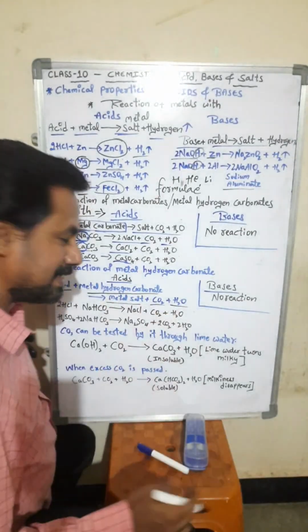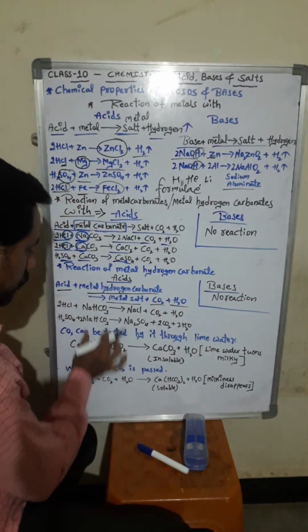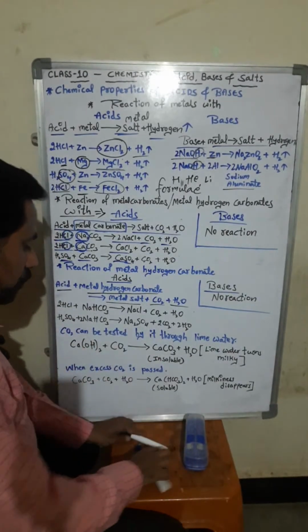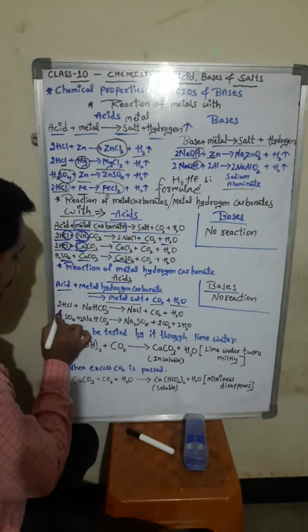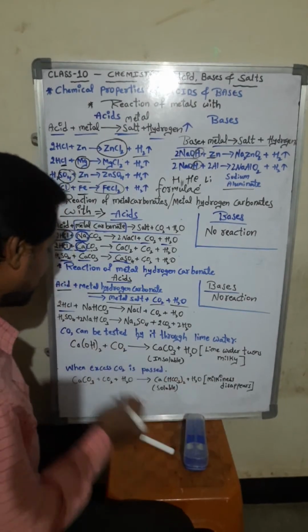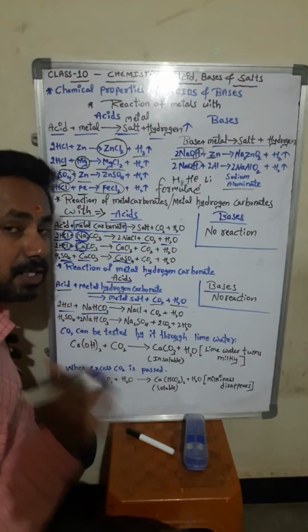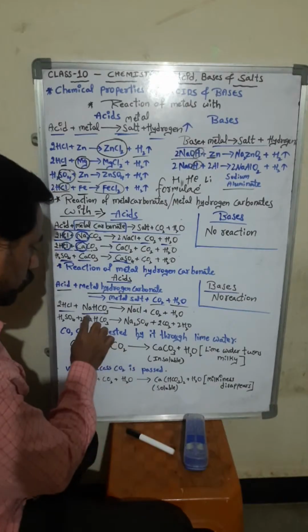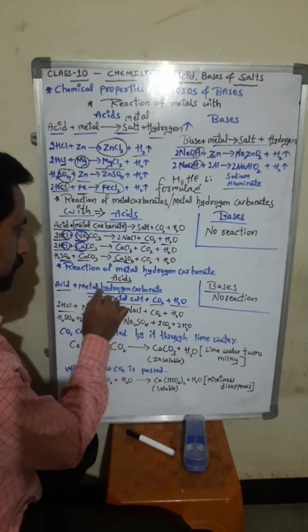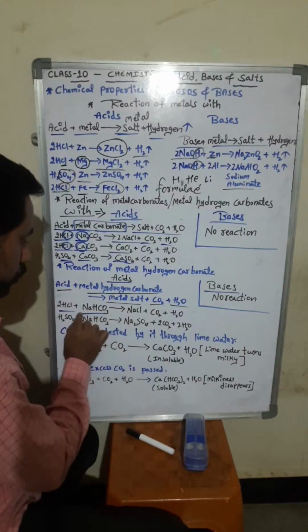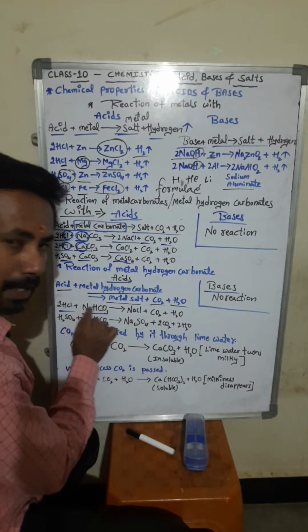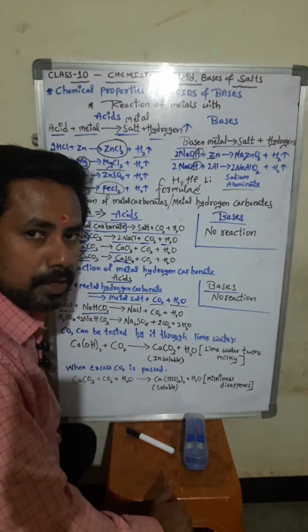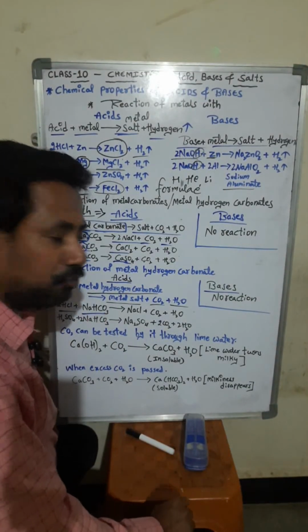Few examples let us see now. Okay, metal hydrogen carbonates we are taking and some acids. Now, this is HCl, hydrochloric acid, reacting with NaHCO3. What is NaHCO3? Sodium hydrogen carbonate. Metal hydrogen carbonate, sodium hydrogen carbonate. It is also called baking soda, students. Baking soda we are using in food.